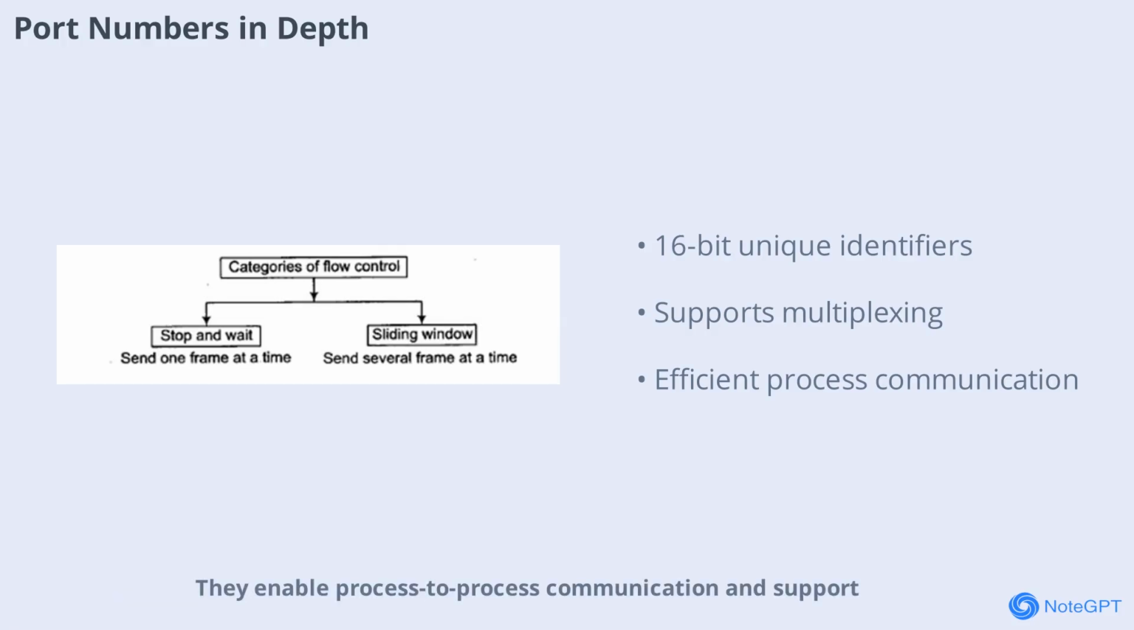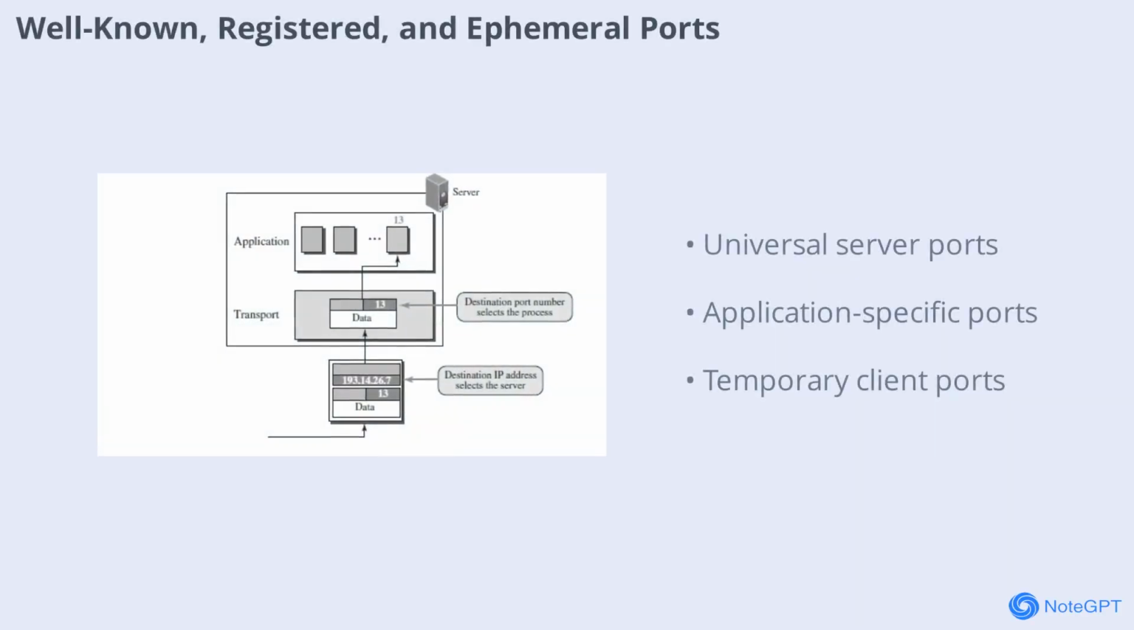They enable process-to-process communication and support multiplexing and demultiplexing at the transport layer. ICANN divides port numbers into three ranges: well-known ports for servers, registered ports for specific applications, and ephemeral ports for temporary client use. This system allows clients and servers to communicate efficiently, with each process assigned a unique port number for its data exchanges. Well-known ports 0-1023 are reserved for server processes and are universally recognized, ensuring clients know how to reach common services.